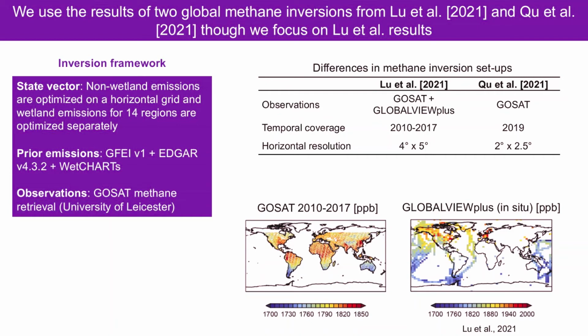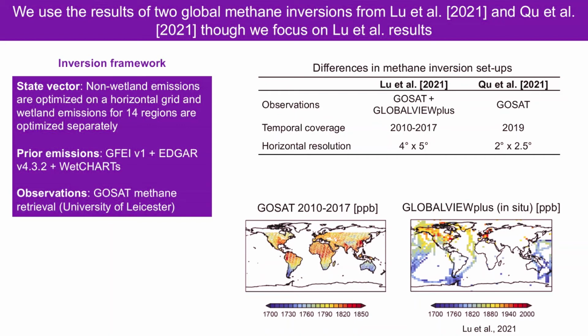Both inversions use GOSAT observations, but I'm comparing the differences between the two inversions here. For the Liu et al. results, they use GOSAT, and they also use GLOBALVIEWplus, a database from NOAA of in situ observations. This plot on the bottom right shows an example of what those methane observations look like. This was really useful to us because we have high emitters in regions that are snow covered for part of the year, and those in situ observations provide seasonal observations in those regions.